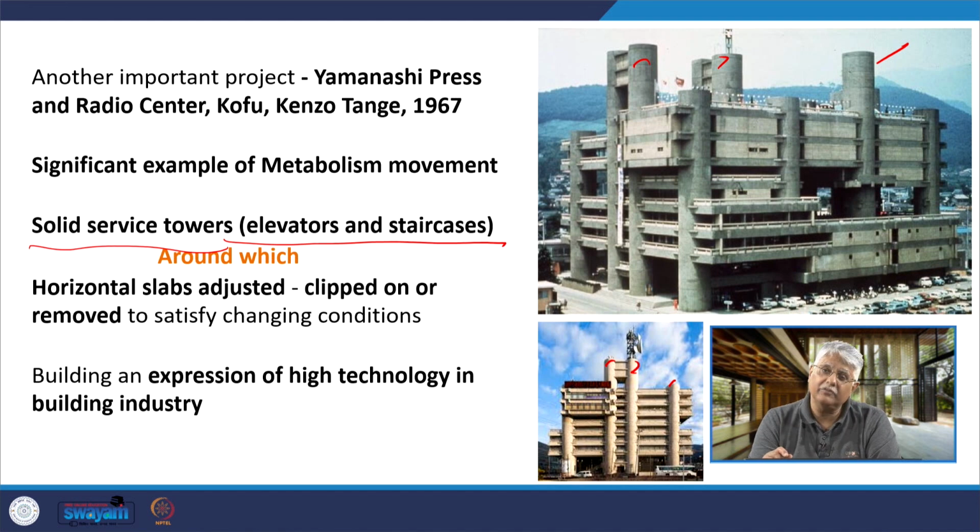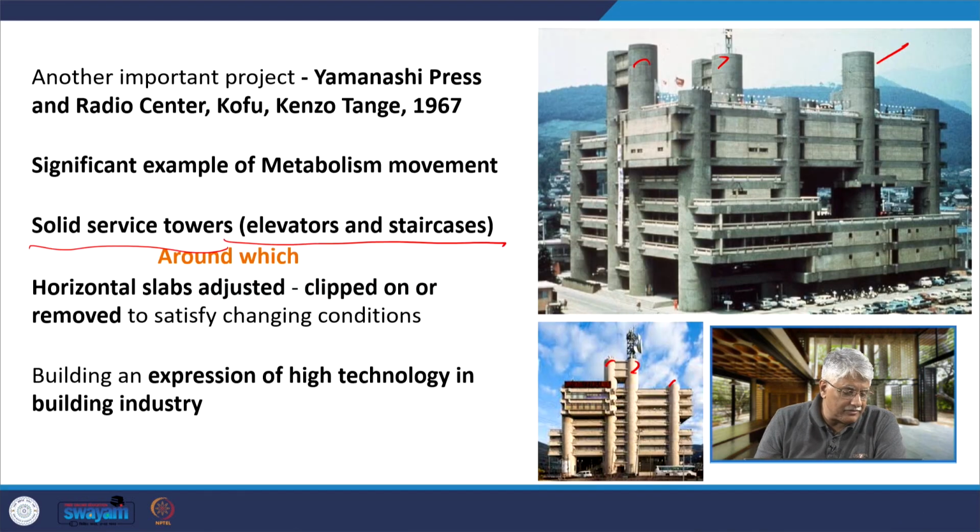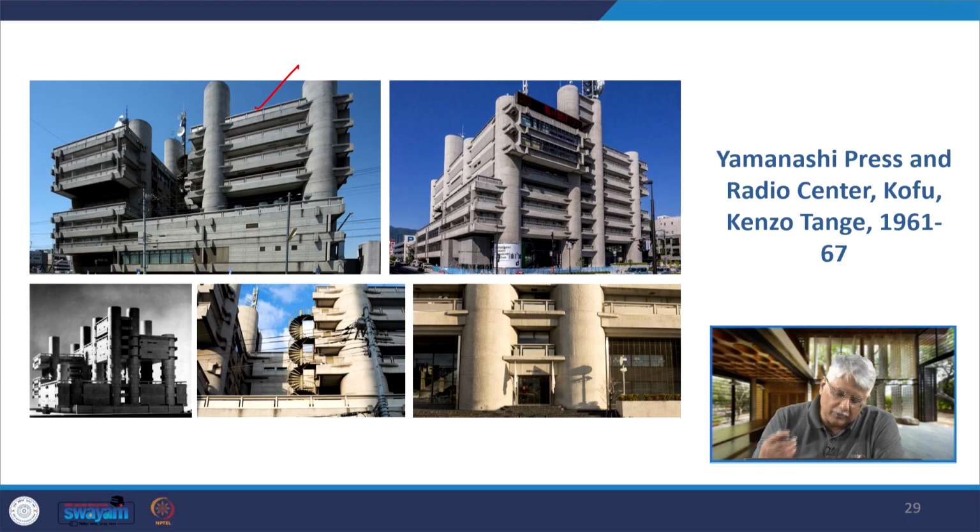The building was an expression of high technology in the building industry. This is again the pictures of the Yamanashi Press and Radio Center by Kenzo Tange. You can see these slabs that have been added in between the service towers. They could be adjusted, they could be clipped on, and then they could be removed. That was the concept behind it.